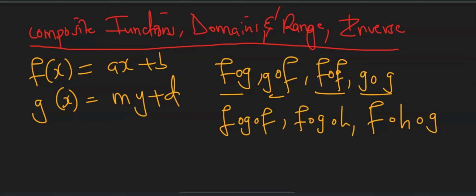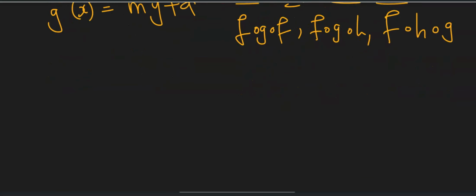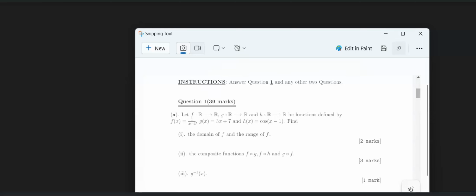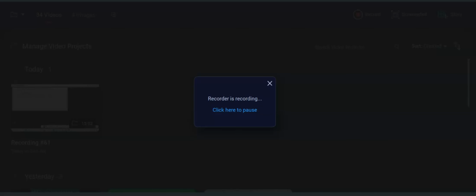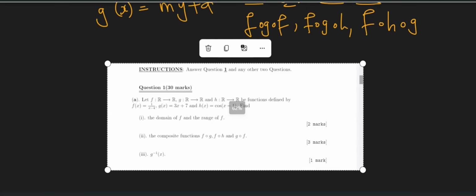So this is a very common area in calculus, and I want to take this opportunity to teach you guys. In line with teaching you, I'll post a question. There's a question from the University of Nairobi, and we'll solve it together. So let me post it. So this is the question.